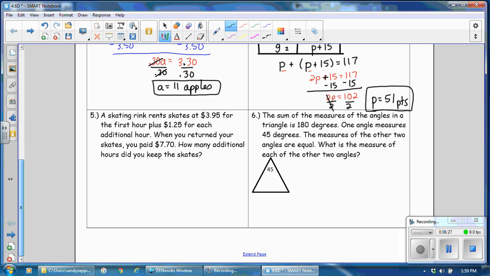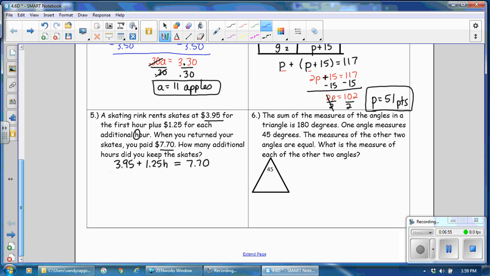So the first hour is $3.95. We have 3.95. And then each additional hour, we don't know how many hours it is, so let's use H for variable. And that was $1.25 each. And we write that as 1.25 times the number of hours. You paid $7.70. So that's equal to $7.70. And we have to solve for H.